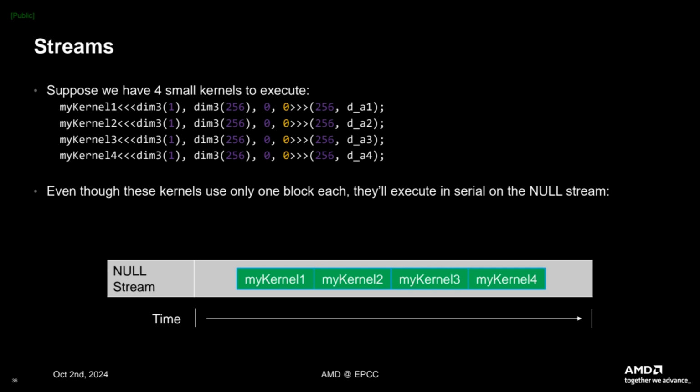So right now, I'm just showing you what happens if you willingly specify the null stream for all your kernels here. Since the tasks on the stream are executed in the order they're received, kernel 1 comes before kernel 2. So you see that in the null stream, we're going to have kernel 1 first, then 2, 3, and 4.